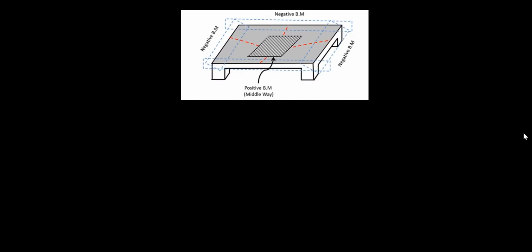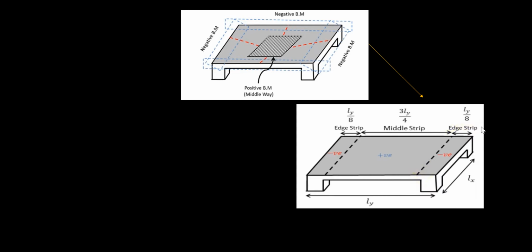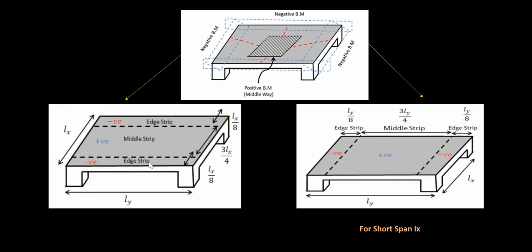So I could say the two-way slab I'm dividing into two. That is, along this direction I'll divide it into the edge strip and middle strip. The middle strip will be having positive moments and the edge strip will be taking the negative moments. Similarly, here also we will consider the middle strip and edge strip. That is, the negative moments will be coming over here and the positive moments will be coming over here. You could see this in D-1.2 of your IS 456-2000. This also we will discuss in detail when we are dealing with the numerical.